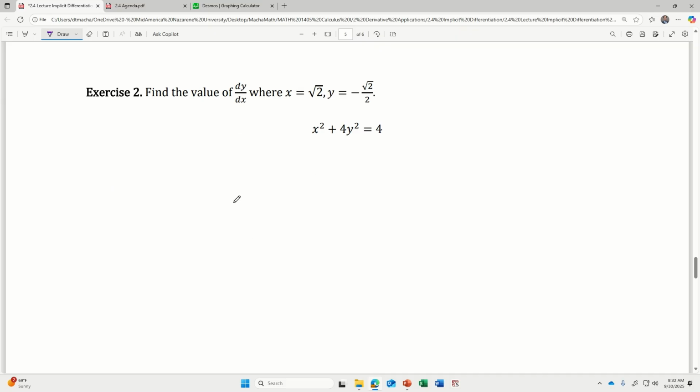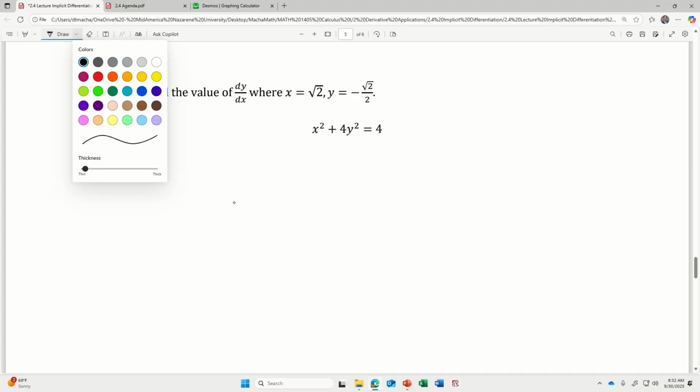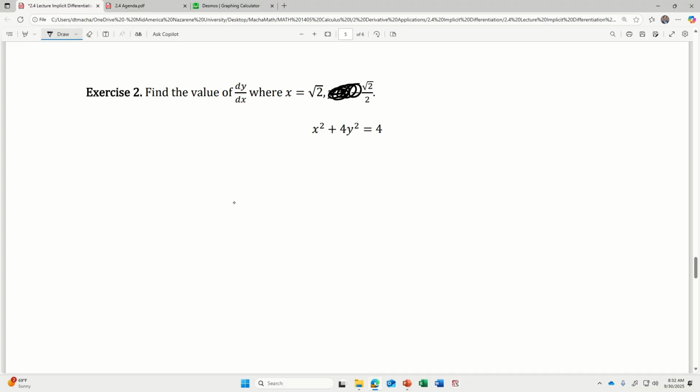Exercise number 2. Find the value of dy/dx where x is equal to the square root of 2 and y is equal to, you know what, let's pretend we don't have the y value. Let's pretend this problem is a little bit harder and we're not actually given what the y value is. And we'll talk about how to do it. Okay.